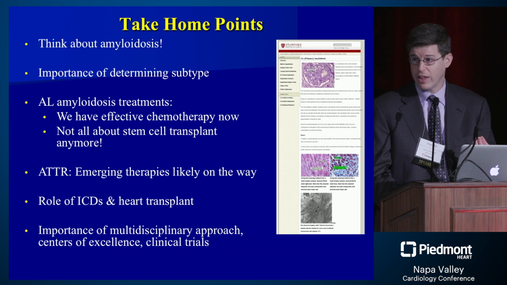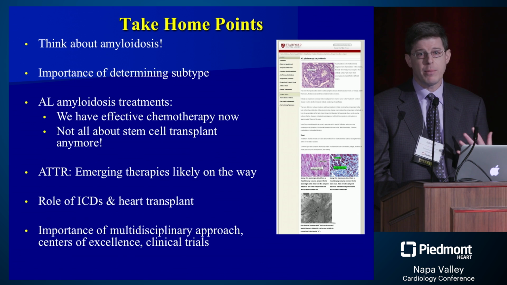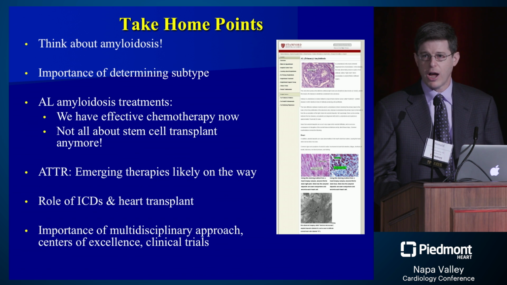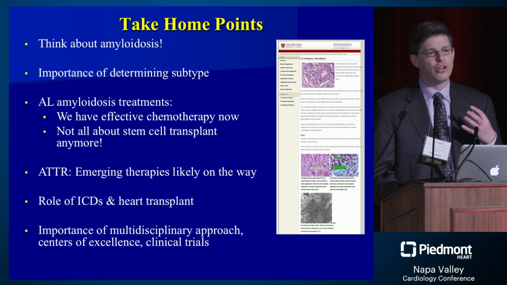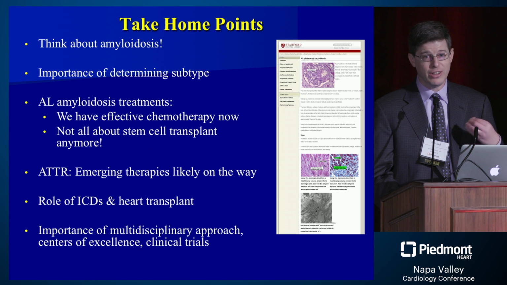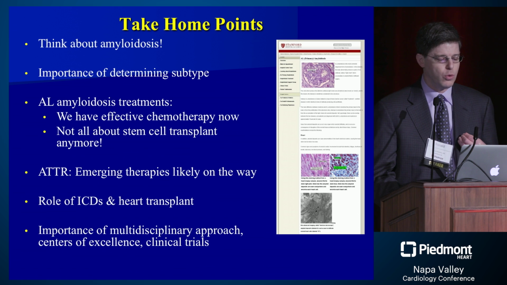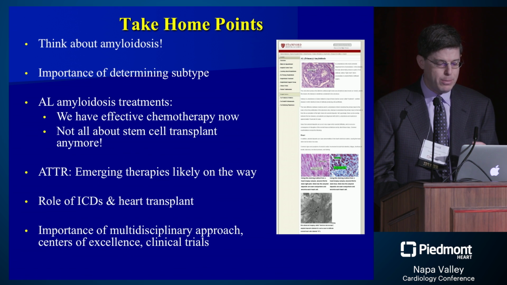The take-home points I'd like to leave you with are, number one, to think about amyloidosis. It's not common like hypertension and coronary artery disease are common, but it's not that rare. And there's a clear phenomenon. After you've diagnosed your first amyloid patient, you'll start diagnosing a lot more because you think about it and know what to look for. Determining the subtype is key.